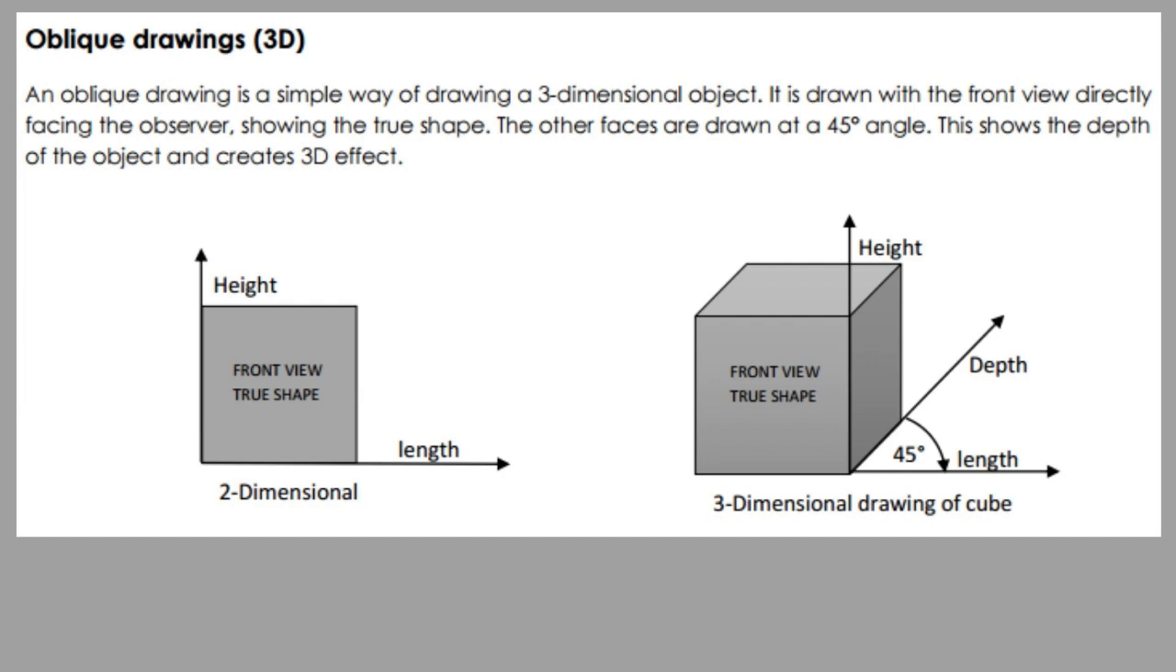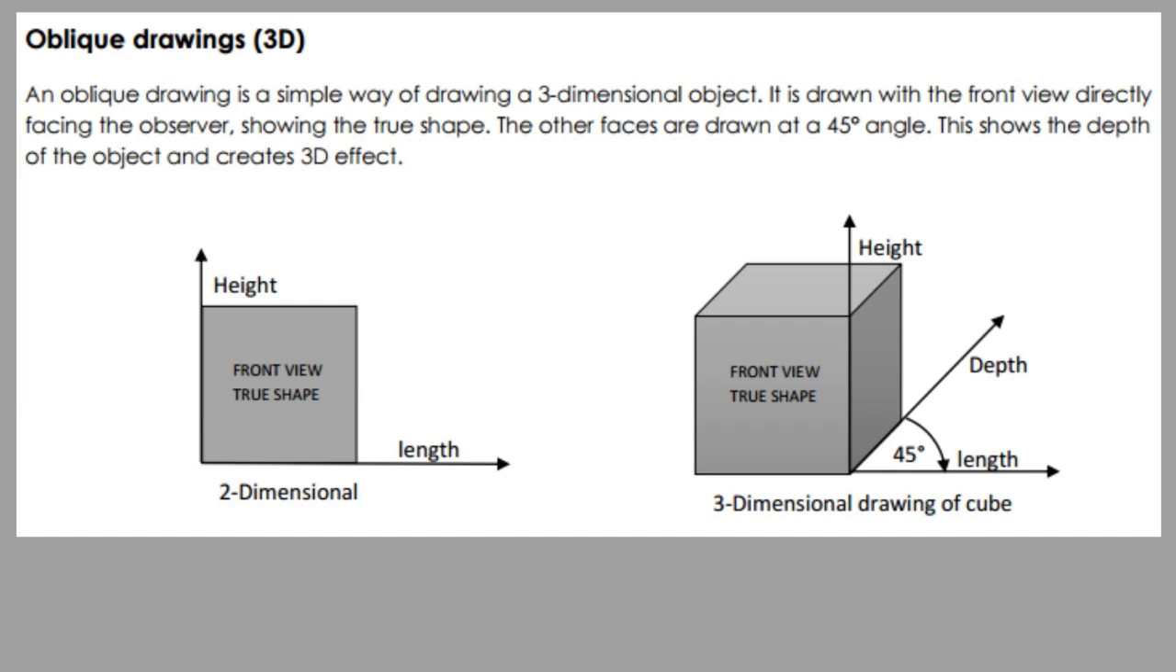Oblique drawings, 3D. An oblique drawing is a simple way of drawing a 3-dimensional object. It is drawn with the front view directly facing the observer, showing the true shape. The other faces are drawn at a 45 degrees angle. This shows the depth of the object and creates a 3D effect.